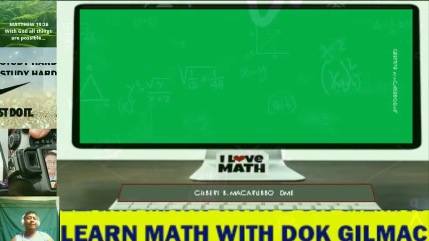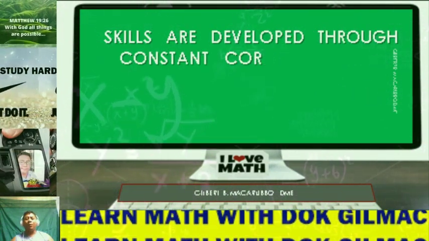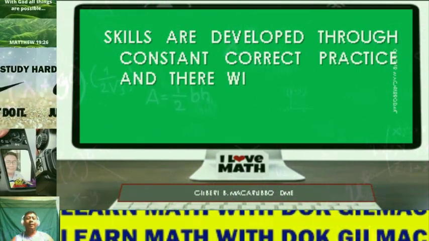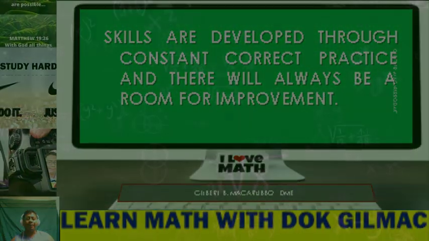Take note, class. Skills are developed through constant correct practice, and there will always be a room for improvement.